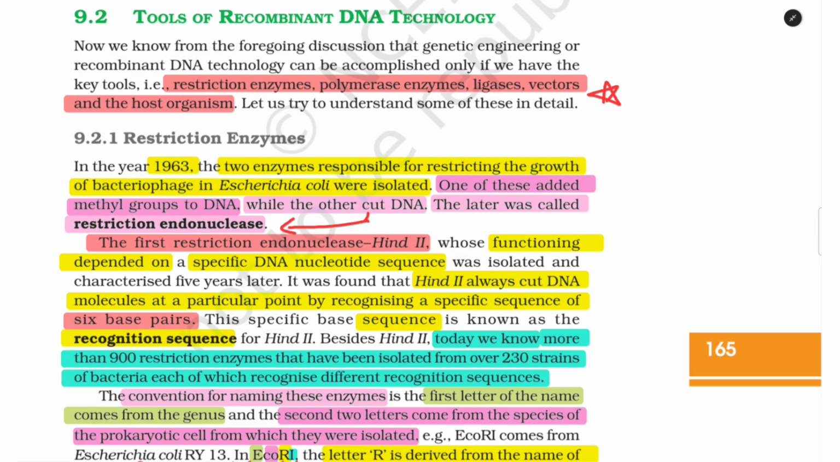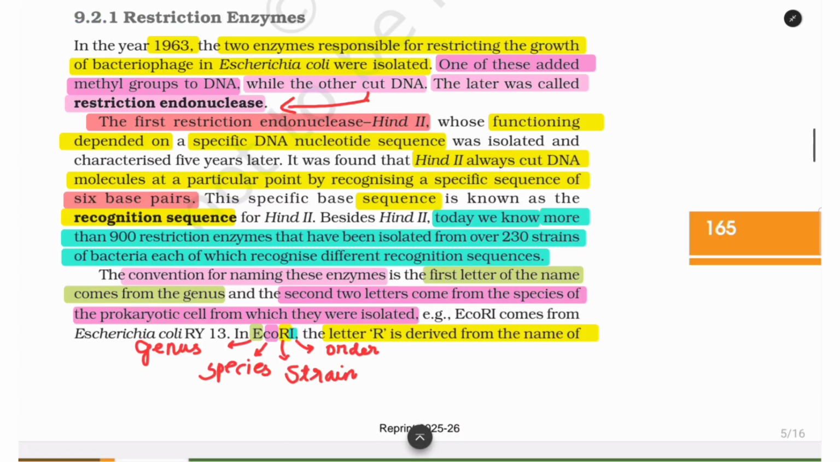9.2 Tools of Recombinant DNA Technology. Now we know from the foregoing discussion that genetic engineering or recombinant DNA technology can be accomplished only if we have the key tools, that is restriction enzymes, polymerase enzymes, ligases, vectors and the host organism. Let us try to understand some of these in detail.